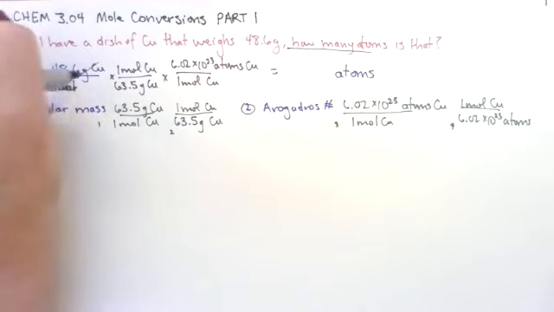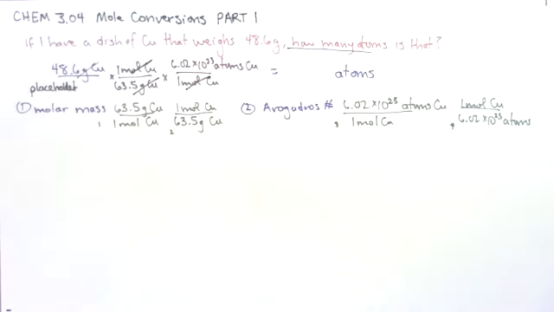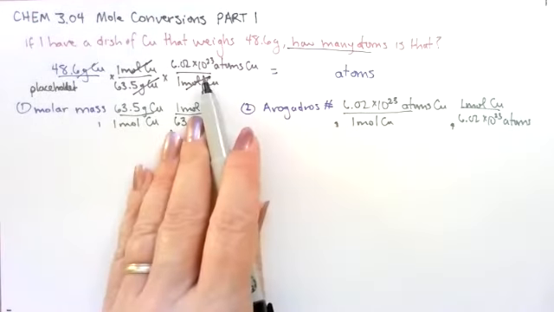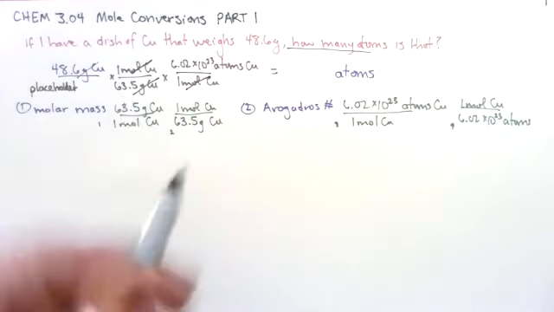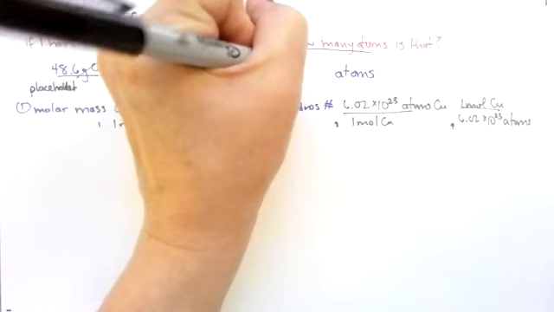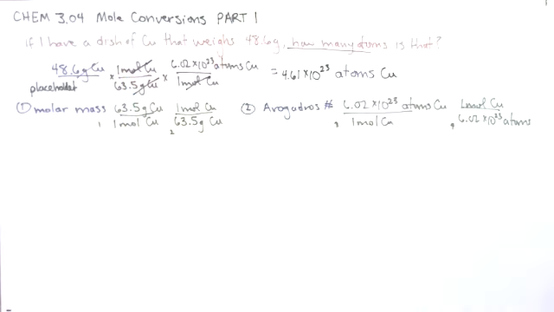So let's see, grams of copper cancels, moles of copper cancels. When I multiply 48.6 by 6.02 times 10 to the 23rd and divide by 63.5, I get 4.61 times 10 to the 23rd atoms of copper.